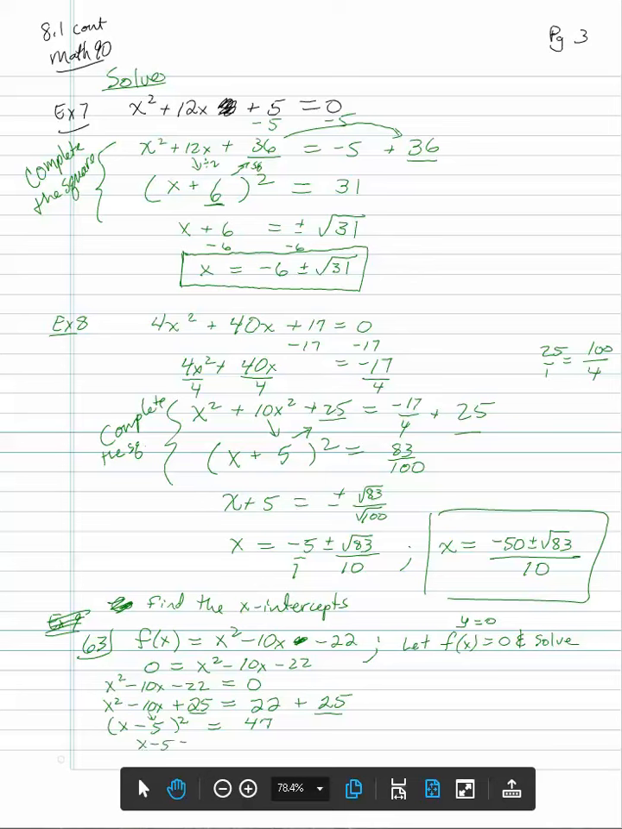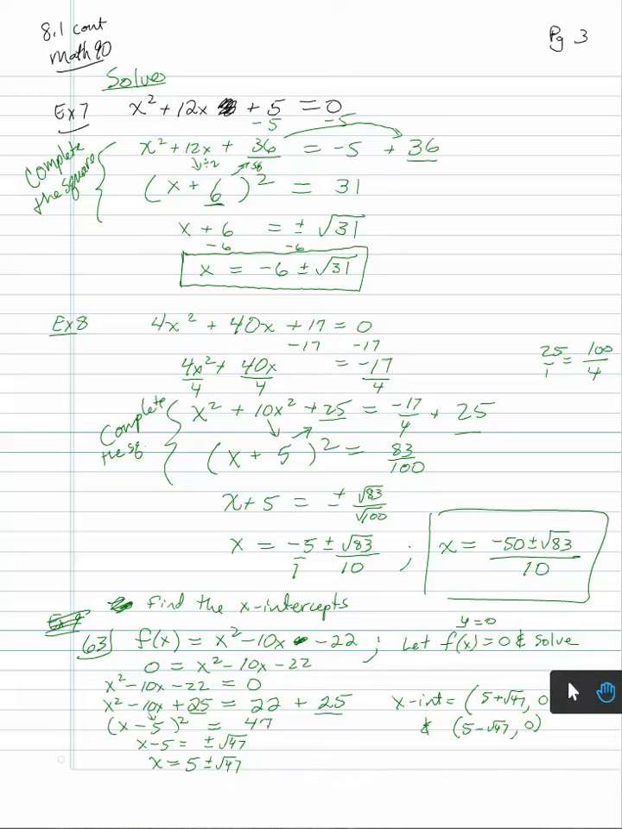Square root both sides. So x equals, and then add 5 to the other side. So our x-intercepts are 5 plus square root of 47, comma 0, and 5 minus square root of 47, comma 0. Let's see, the square root of 47 is 6.85565. So plus 5, it's going to be 11.86 if I round that. And then the other one will be 1.86. Okay, so that's where it's going to cross the x-axis, those 2 points.